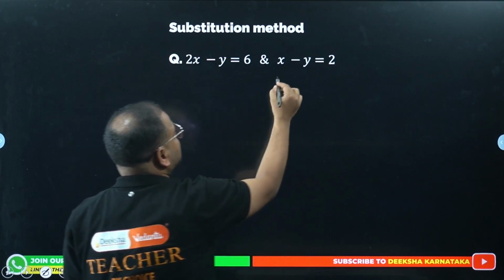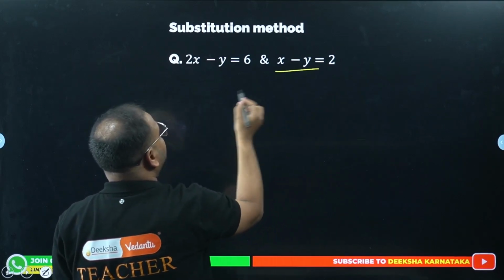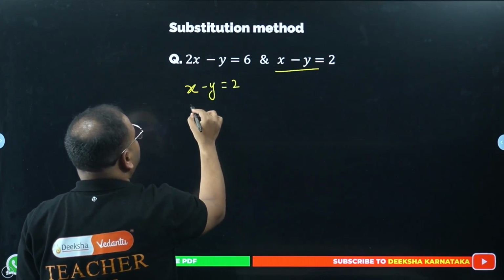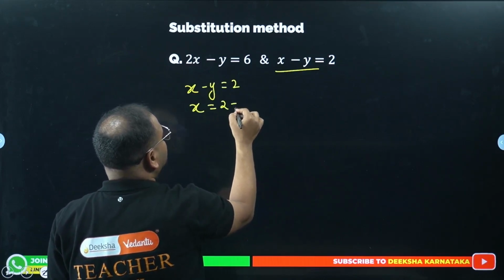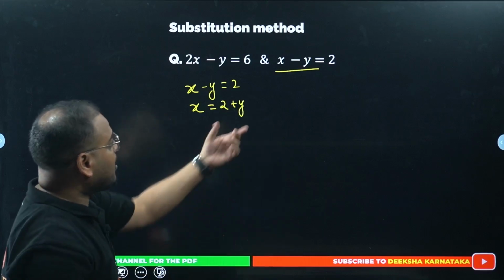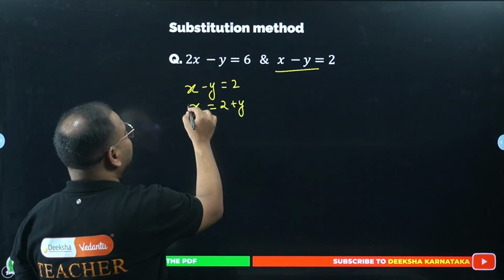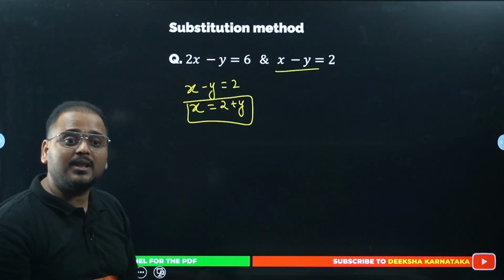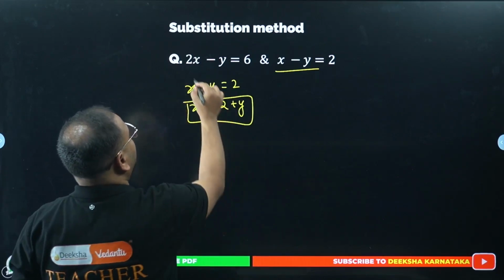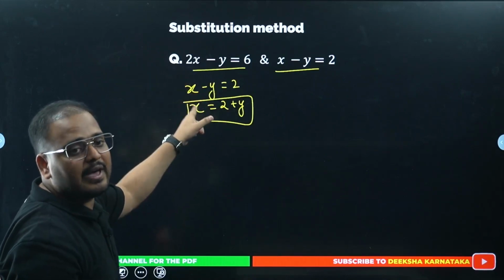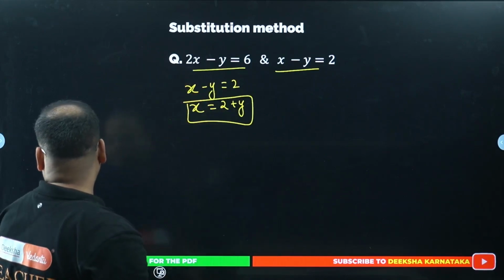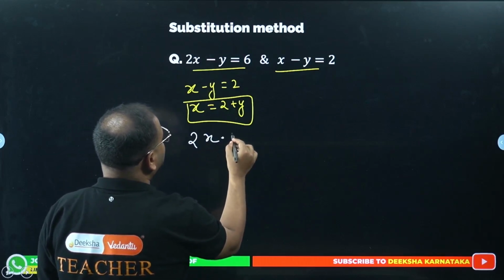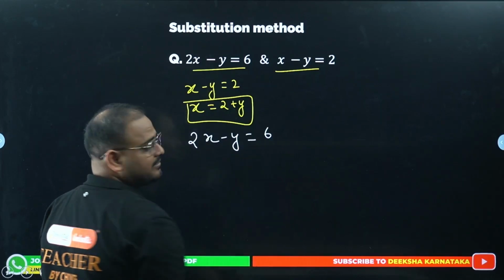Let's take this equation, x minus y equal to 2. X minus y equal to 2 means what, sir? It means x equals 2 plus y. So from equation 2 we have found the value of the variable x. Now in equation 1 we will substitute 2 plus y in place of x. Let's see how. So 2x minus y equal to 6 I have.